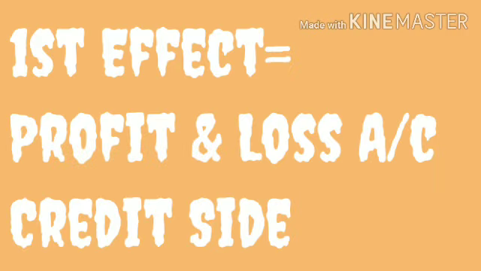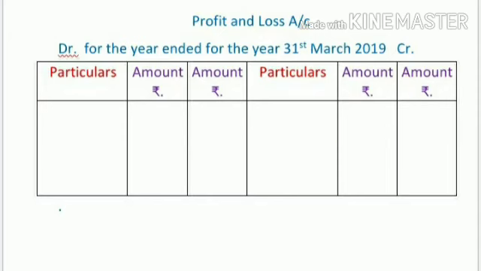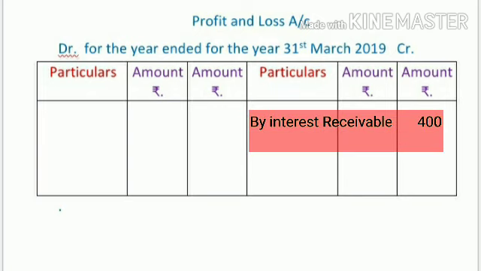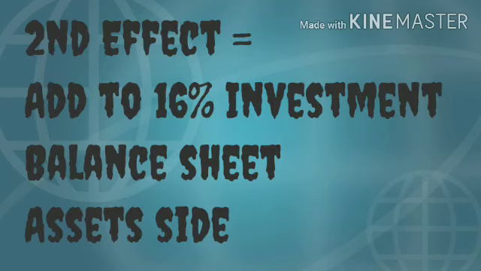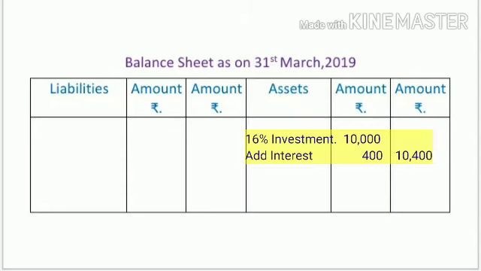First effect, show on credit side of the profit and loss account, interest receivable rupees 400 in outer column of profit and loss account. And second effect, add the amount of interest receivable on investment on asset side of balance sheet. That is, in asset side of balance sheet, 16% investment.